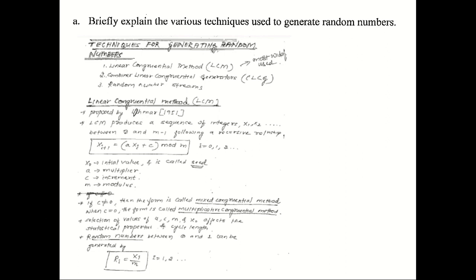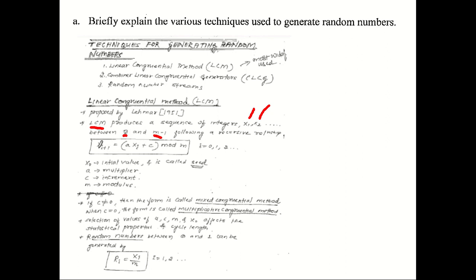This was proposed by Lehmer in 1951. Linear congruential method, LCM, means what here? A linear congruential method produces a sequence of integers, say x1, x2, between 0 and m minus 1 by using the following recursive equation. So this particular equation will produce a sequence of random numbers from 0 to m minus 1.